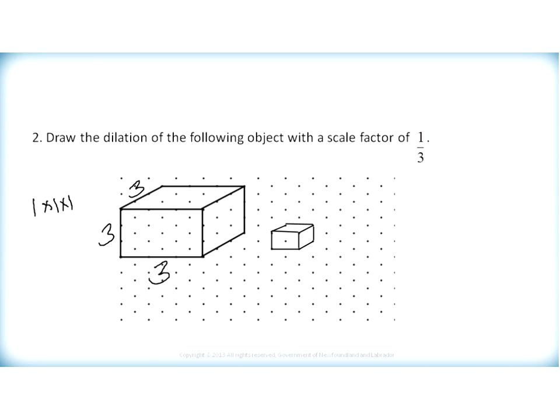So we'll notice that in the new shape, we're going to have 1 up, 1 across, and 1 back. So 3 times 1/3 is equal to 1. 3 times 1/3 is equal to 1. 3 times 1/3 is equal to 1. All of my dimensions are now reduced by a scale factor of 1/3. They've all been made smaller by the scale factor of 1/3. They're 1/3 what they used to be.